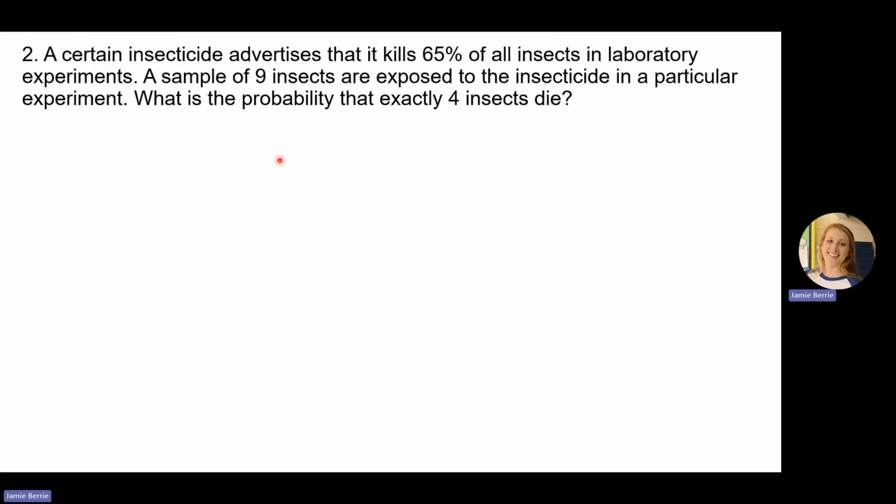All right. So, back up. This insecticide kills 65% of all insects. We're looking at a sample of 9 insects that are being exposed to this insecticide. And we're looking for the probability that exactly 4 die.